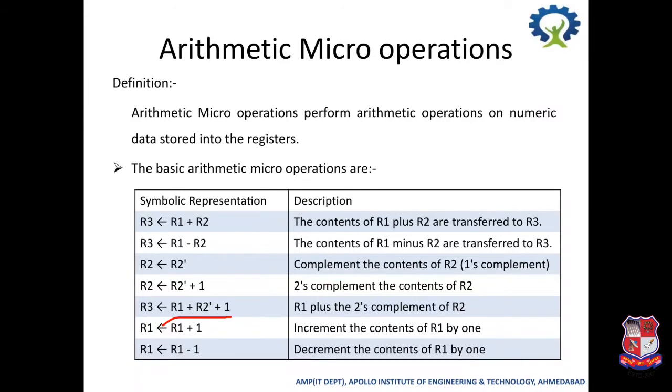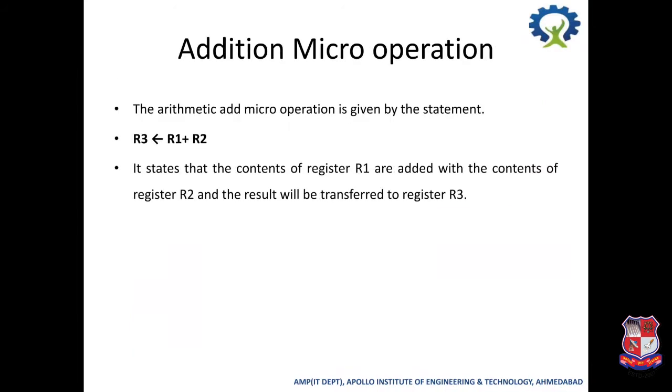Okay. Next, in the next operation, the increment operation will be performed. It increments the content of R1 by 1, and in the last arithmetic operation, there is a decrement operation. It decrements the content of R1 by 1. Okay. Now we will see all these operations one by one with hardware implementation.